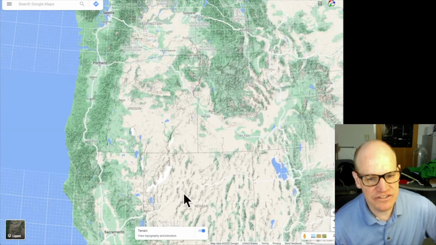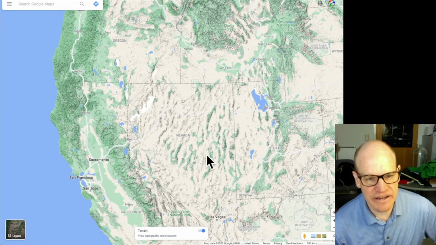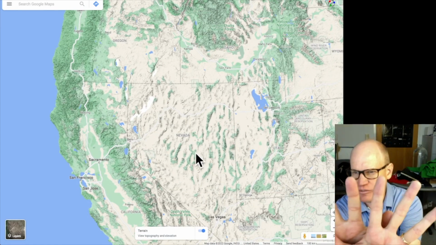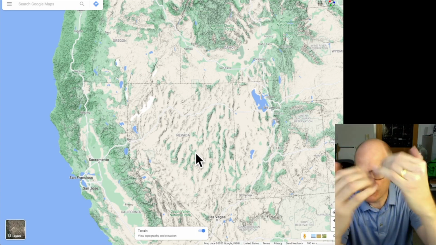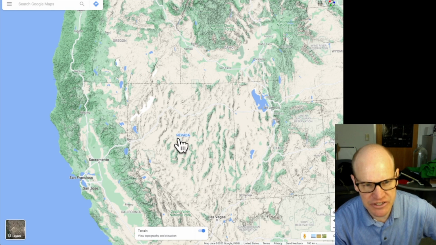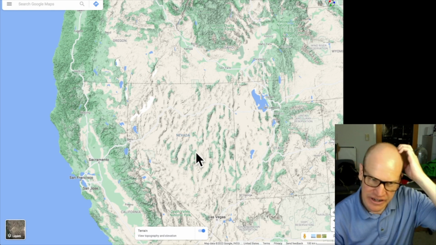So you have these ridges in Nevada, right here, and that's from the crust spreading apart. So the crust is spreading apart like that, and the ridges remain, and the valleys sink down in between them. So you get the basin and range formation. You have a range, and then a basin, then a range, then a basin, then a range, then a basin, and that's from the crust spreading out.